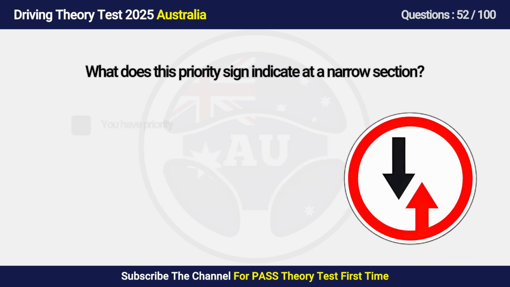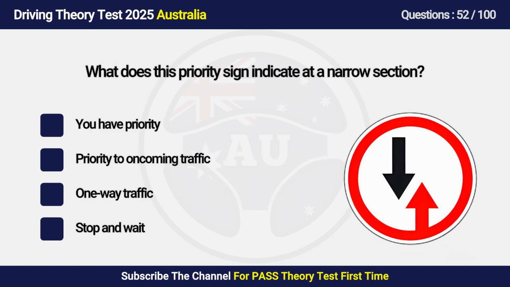Question 52. What does this priority sign indicate at a narrow section? A. You have priority. B. Priority to oncoming traffic. C. One-way traffic. D. Stop and wait.